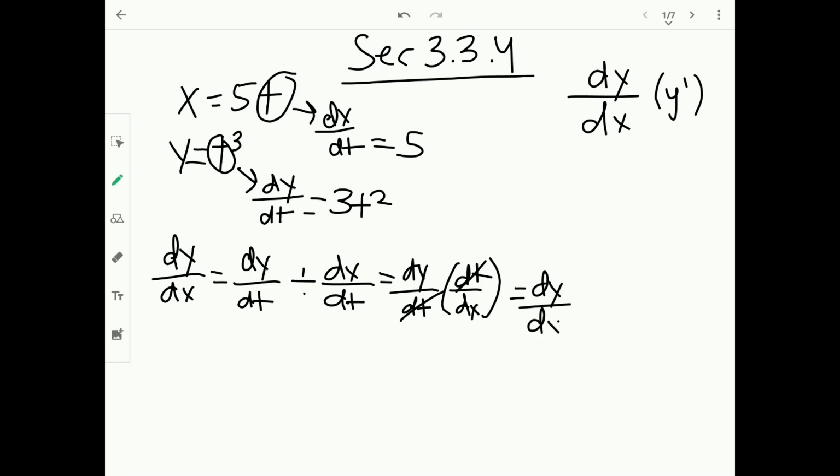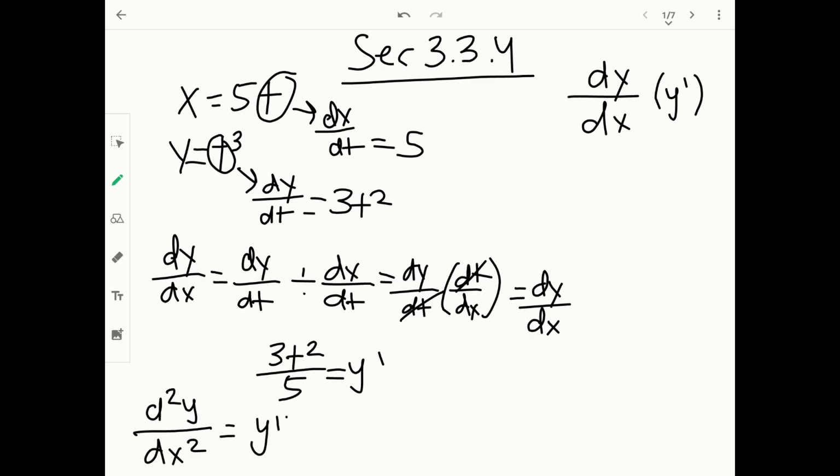So you use the exact same rule, you get 3t squared over 5, and that is your first derivative. This equals y prime. Well, sometimes they ask us for d squared y over dx squared, which is also known as y double prime.